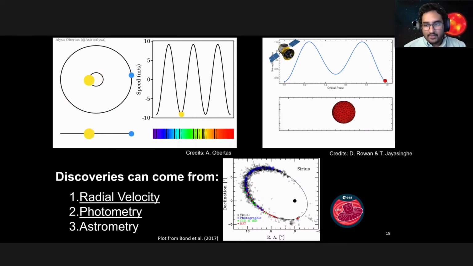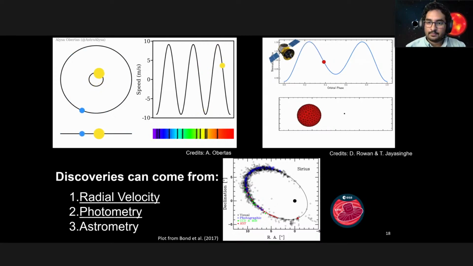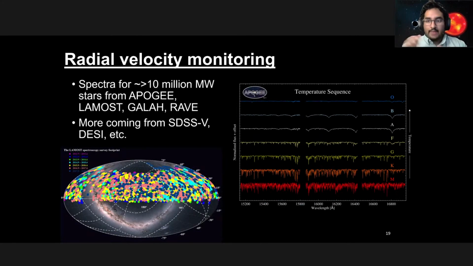Today, I will briefly go over two of these techniques, the radial velocity and photometry methods, and how they can be used to search for compact objects. Okay. The first technique is the radial velocity method, where we use spectra to look for Doppler shifts in the absorption lines of the stars in order to calculate their radial velocities.